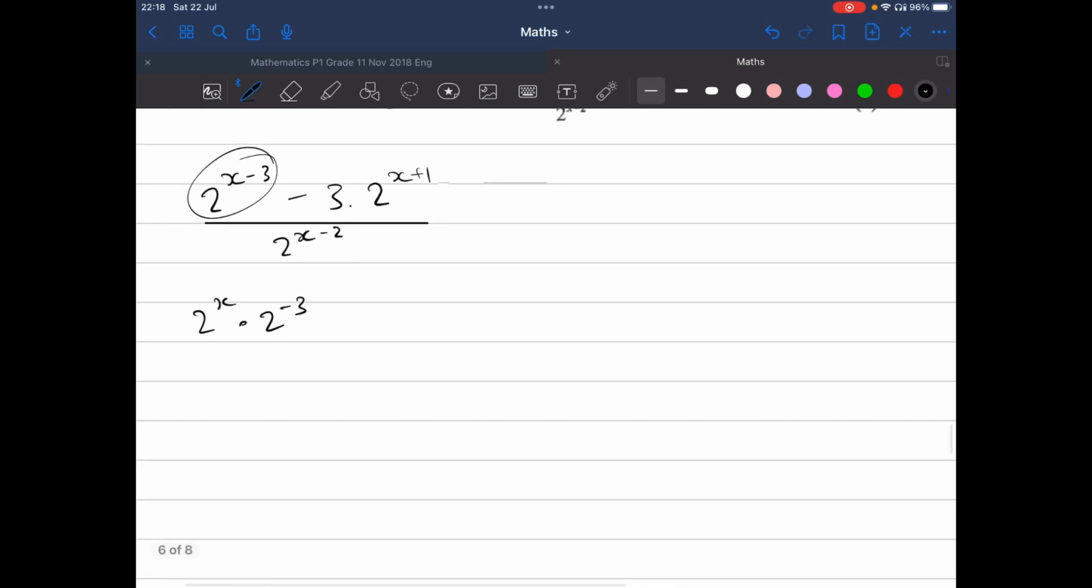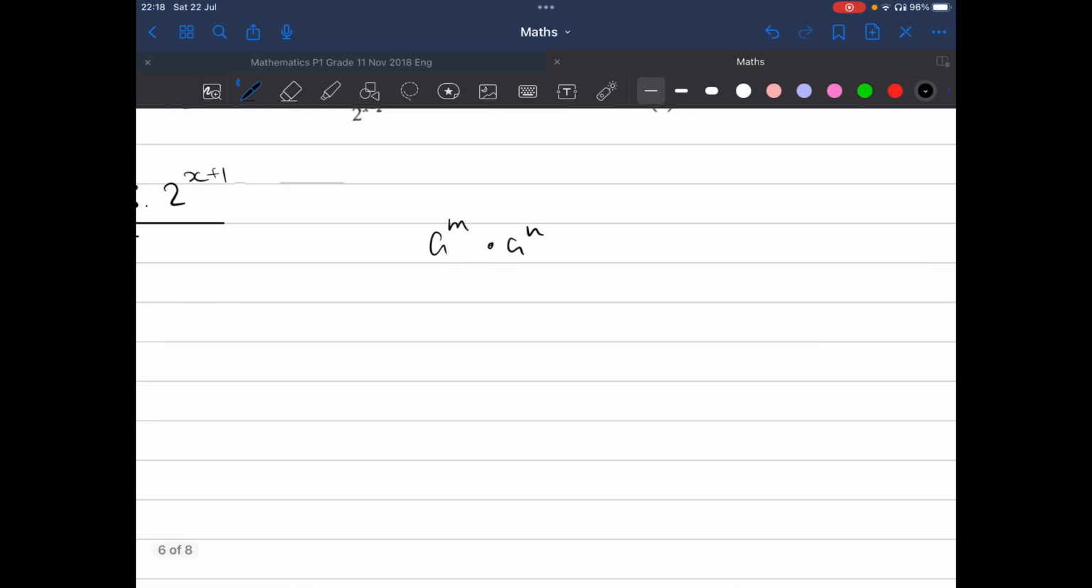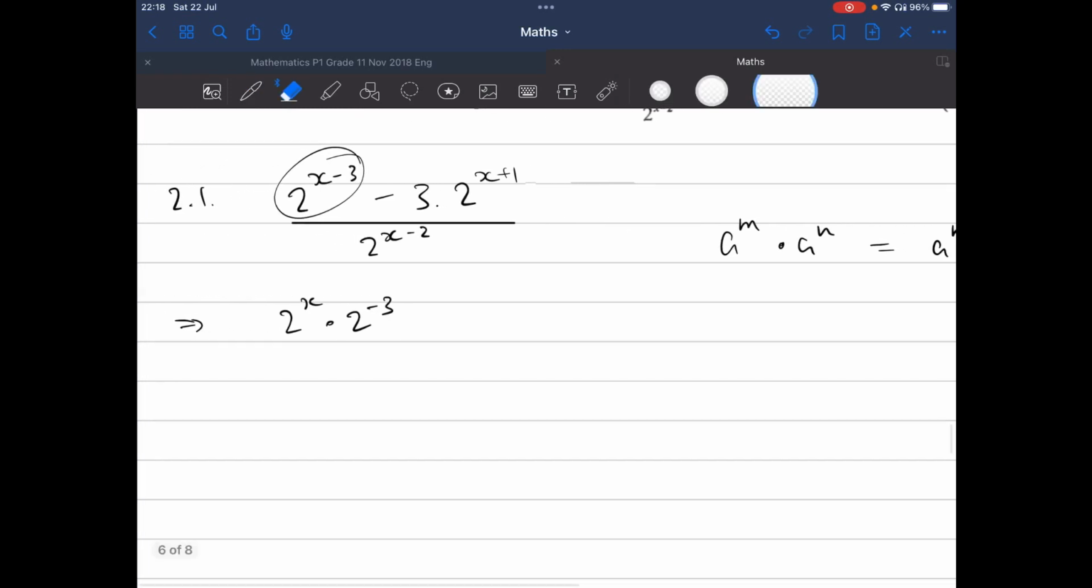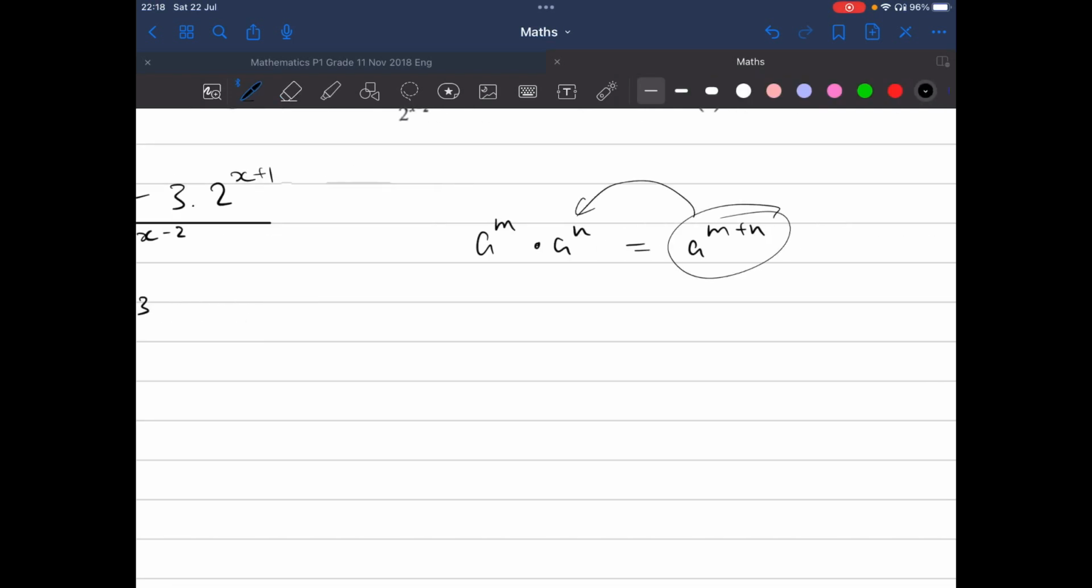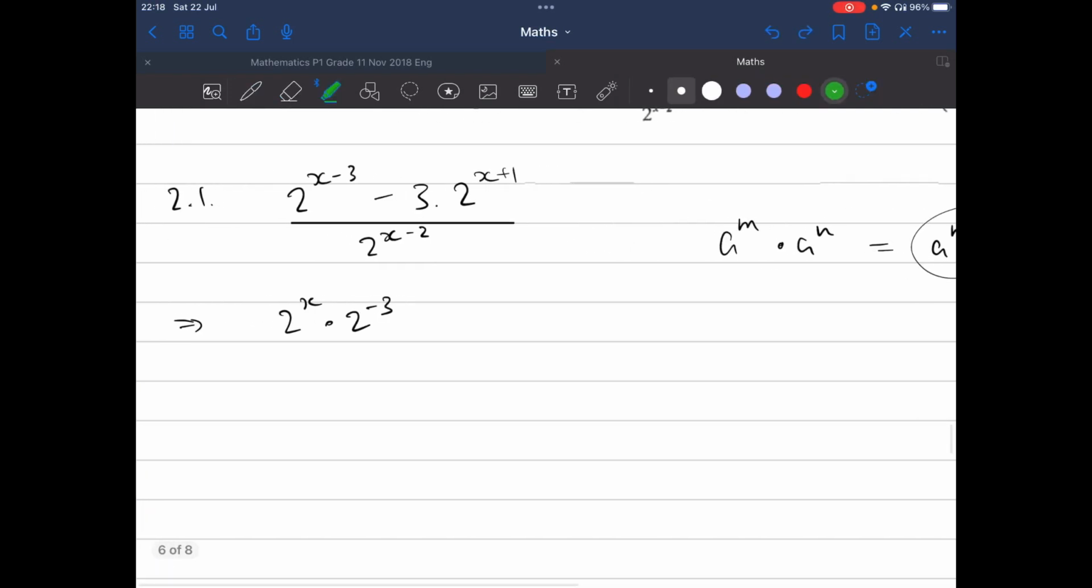Okay, so how did I do that? Let's think about the rules of exponents. Let's say I have something like a to the m times a to the n. That's the same as saying a to the m plus n. Okay, so in this case I basically did that in the reverse. I already had it in this form here and I broke it down. Okay, so if I look at this, I have a common base of 2 and I can add the exponents and it will give me x minus 3. Okay, so that's how I'm going to do it for the rest of these as well.